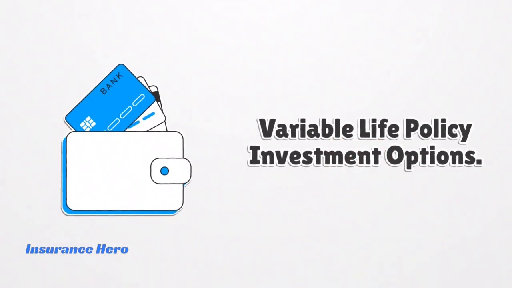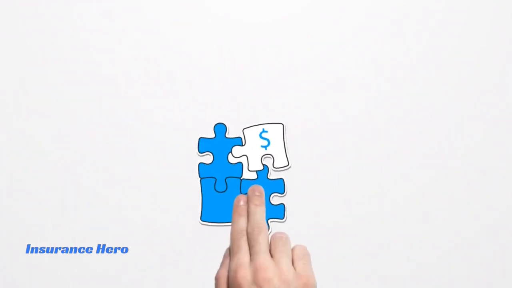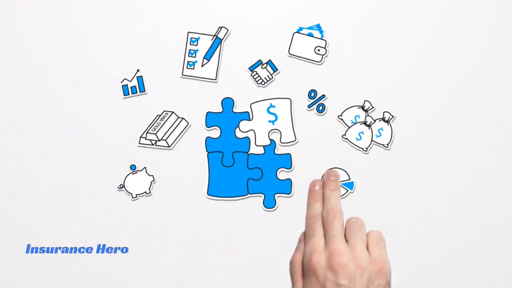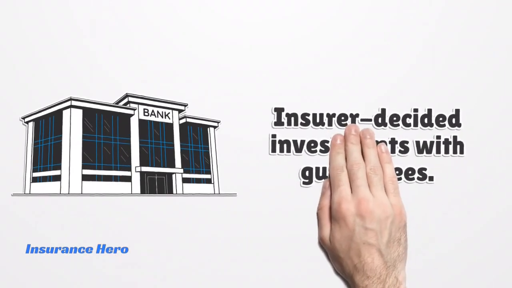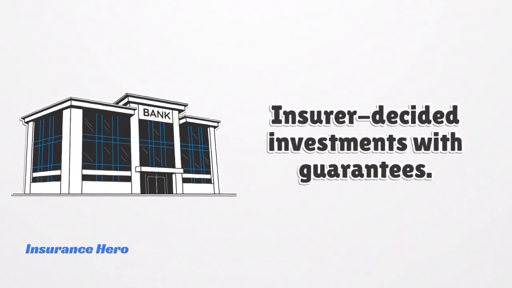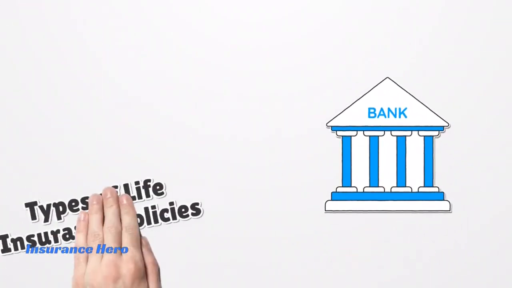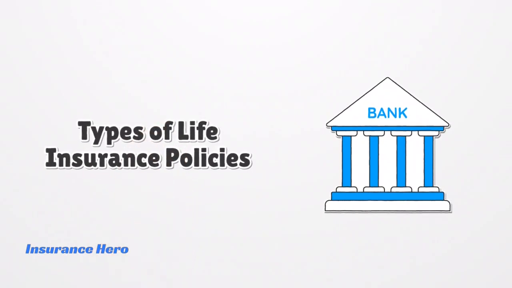Instructor compares variable life to other policy types. With variable life, the policy owner chooses how to allocate the cash value from a menu of investment options. They can make periodic changes to their investment allocations. In contrast, with universal life and whole life, the insurer makes the investment decisions and offers guarantees on the cash value growth. Variable life is better suited for clients who are comfortable with investment risk, while universal life and whole life appeal to those who prefer more certainty.